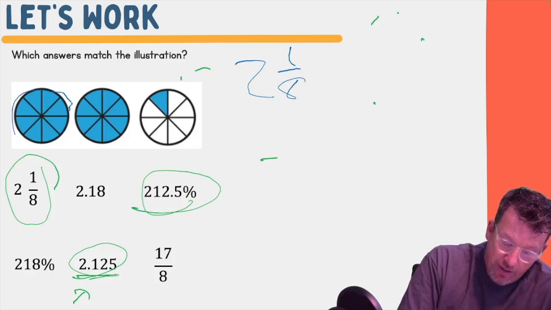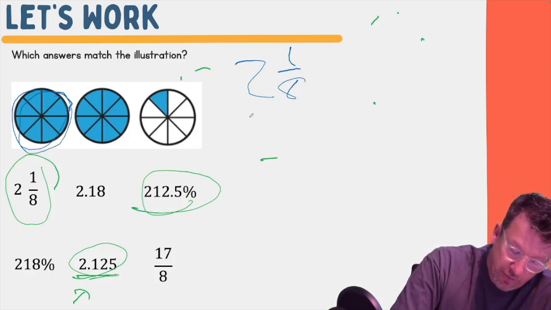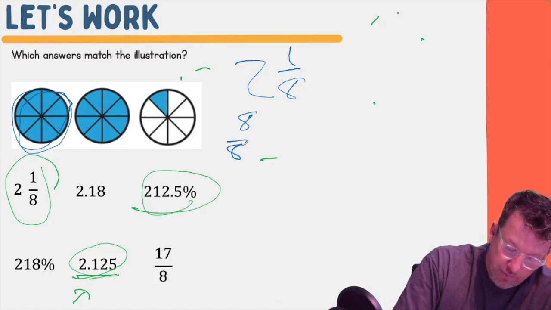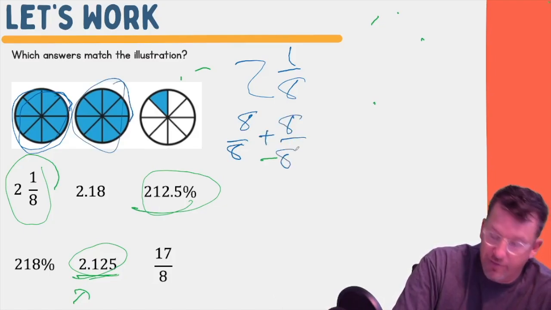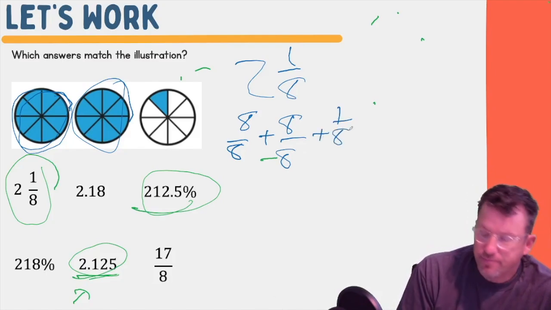If we didn't put it as wholes, how many is that? What does that represent as a fraction? Well, it represents 8 out of 8. Well, what does that represent? Oh, that represents another 8 out of 8. So now we have two 8 out of 8s, which is the same thing as 2. Oh, and we got this last one equals 1 out of 8.